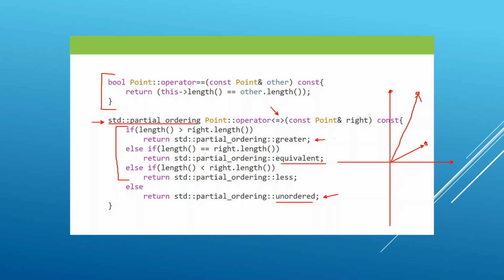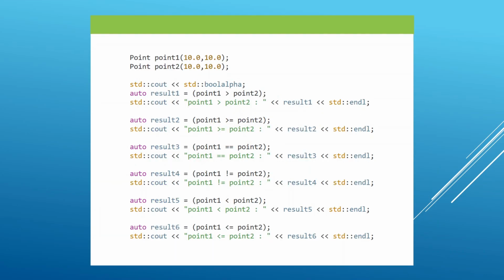We want to compare based on length, so we're going to check and see if the length for the current object we are calling the operator on is equal to the length of the other object that we passed as a parameter here. And this is going to do our thing. Okay, once we have our operators in, we will be able to compare point objects.